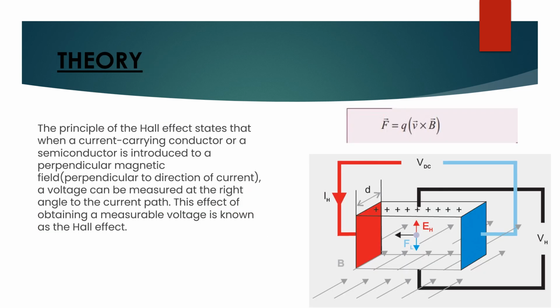The basic theory behind the Hall effect is that when a semiconductor or conductor carrying current is placed in a perpendicular magnetic field, the charge carriers experience a Lorentz force, which is perpendicular to both the magnetic field and the direction of current. This causes a build-up of charges at the top and bottom ends of the sample, and a potential difference develops. We call this the Hall voltage.